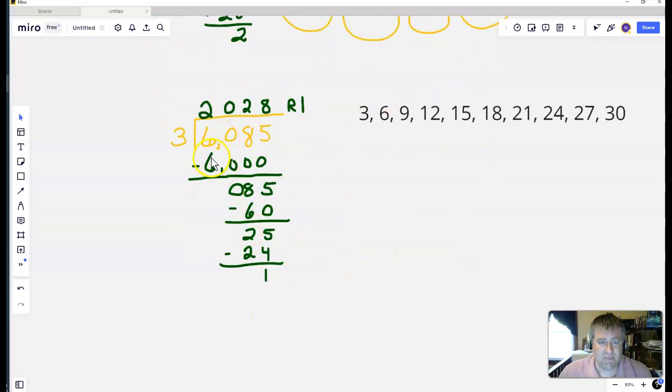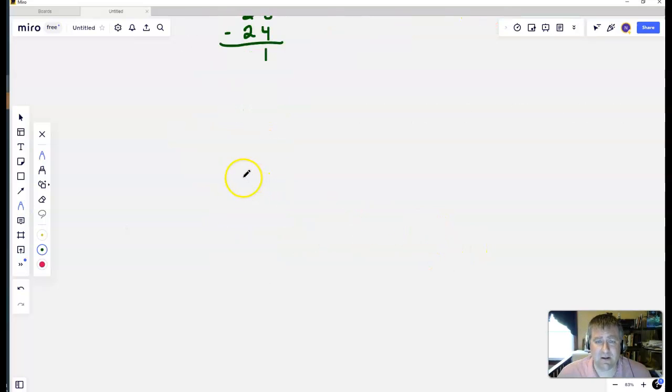Again, 6 is done, but the 0 carries down. The 8 carries down. The 5 carries down. Okay, and we kind of get to this 8 here, and then this 5 is going to continue just kind of carrying down. So they kind of keep trickling down because we're subtracting all these zeros. So I'm going to show you something else here that we can do with division that might make this, again, a little bit easier.